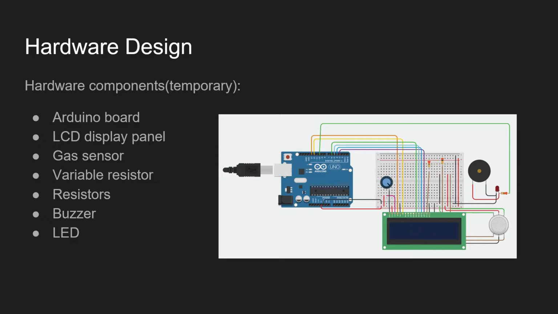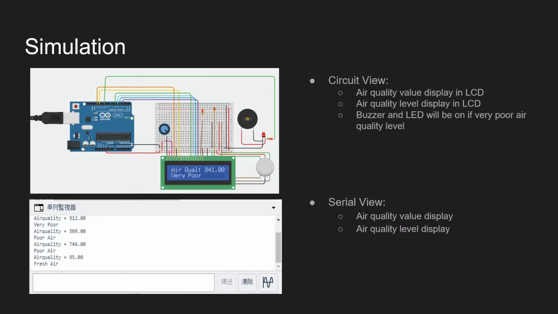The hardware design of the project is my responsibility, and I would like to talk about the hardware components in our design, just temporarily. They are the Arduino board, an LCD display panel, the gas sensor, the variable resistor, the resistors, the buzzer, and the LEDs. In the simulation, the above image shows the circuit view of our design.